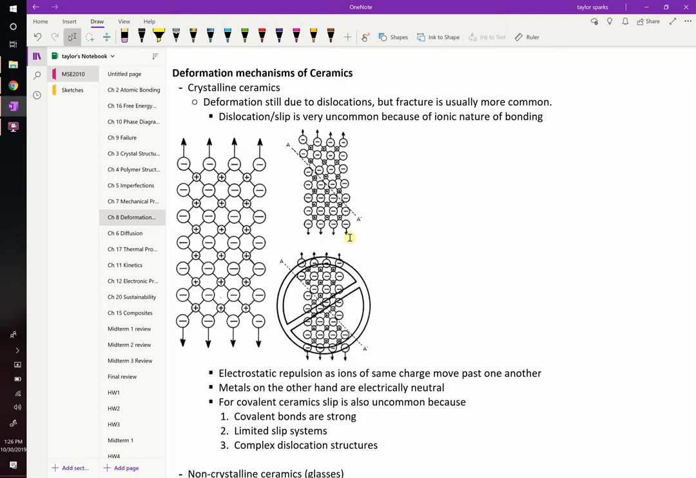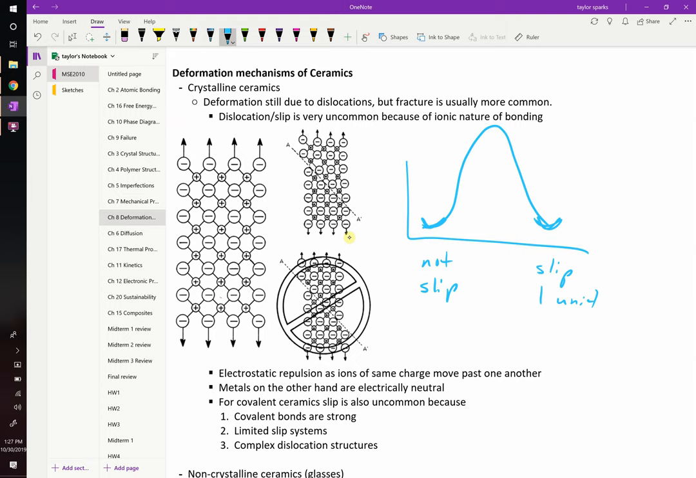Well, think what happens. As it starts to slide past one another, if we were going to try and get it to actually slip, as it slides, you have to put a negative next to a negative and a positive next to a positive. So there's a huge Coulombic repulsion happening as it slides through that intermediate state, right? If you think of this as an activation energy between not slipped and slipped one unit, it starts out at a low energy over here, and there's a low energy here if you could get it there, but it has to overcome a really high energy barrier, right? Because you have to get those charges of the same sign right next to each other, there's a huge energy barrier for that to happen, and so it just doesn't. Instead of that happening, it's cheaper for it to just fracture, right?